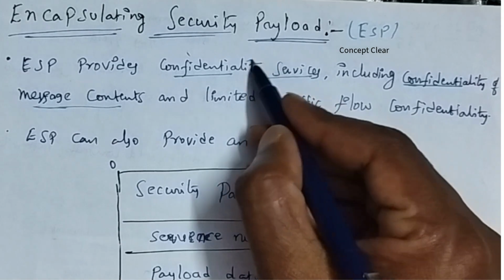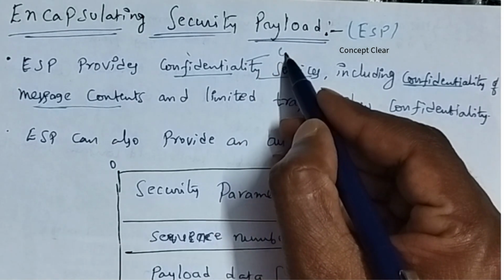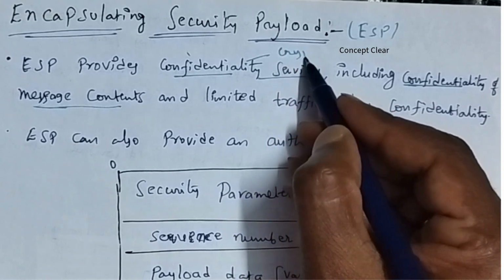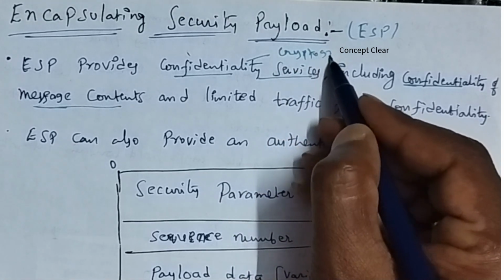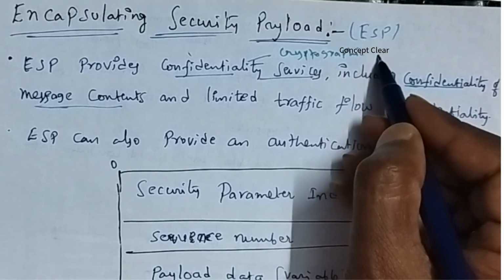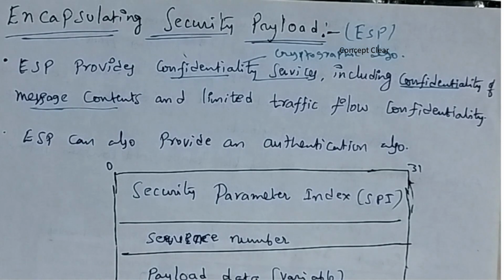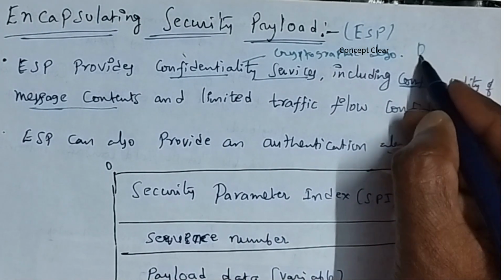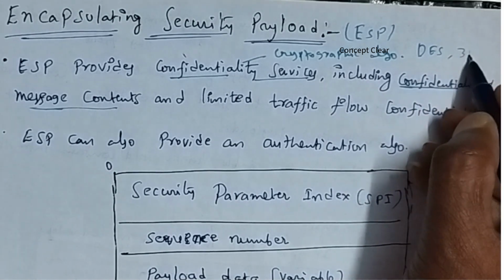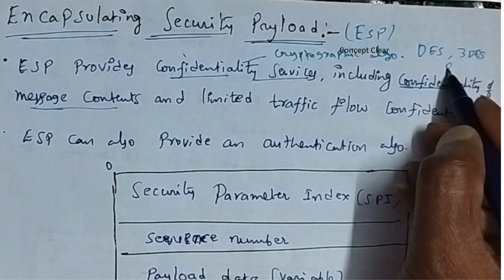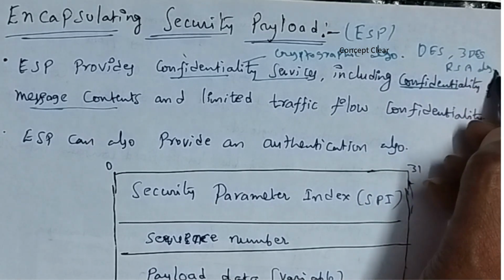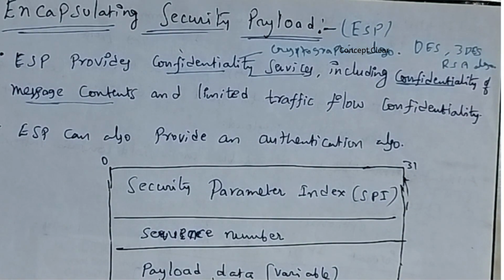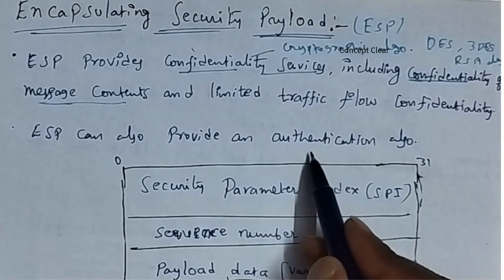To achieve confidentiality, we have to use cryptography algorithms. Next, which types of algorithms will we use? We'll use the DES algorithm, 3DES algorithm, RSA algorithms like this. These are the types of algorithms we can use for getting confidentiality. ESP can also provide authentication.